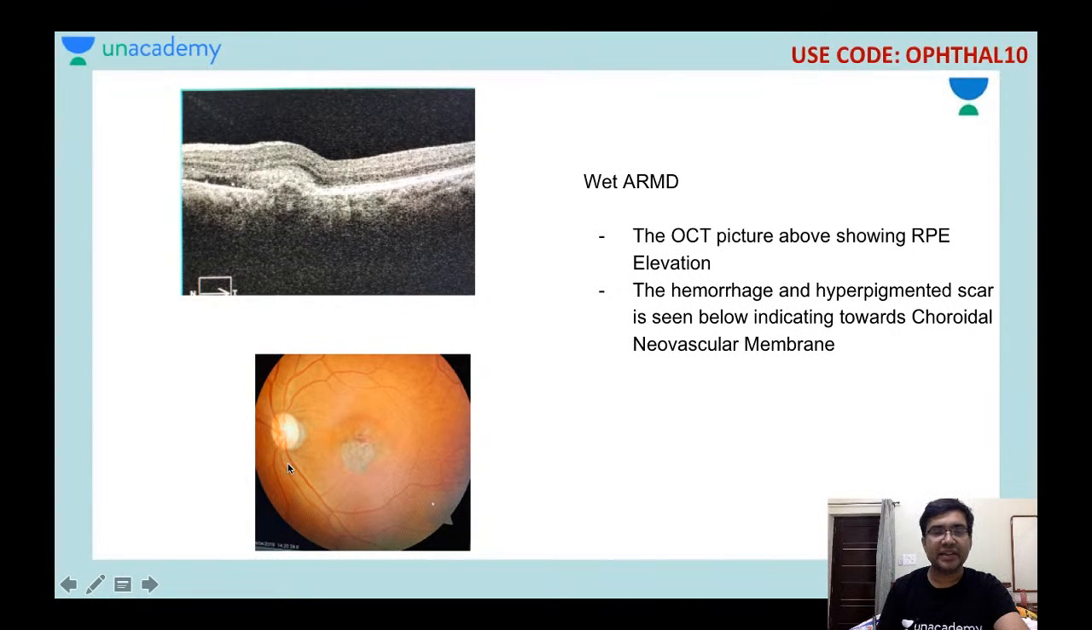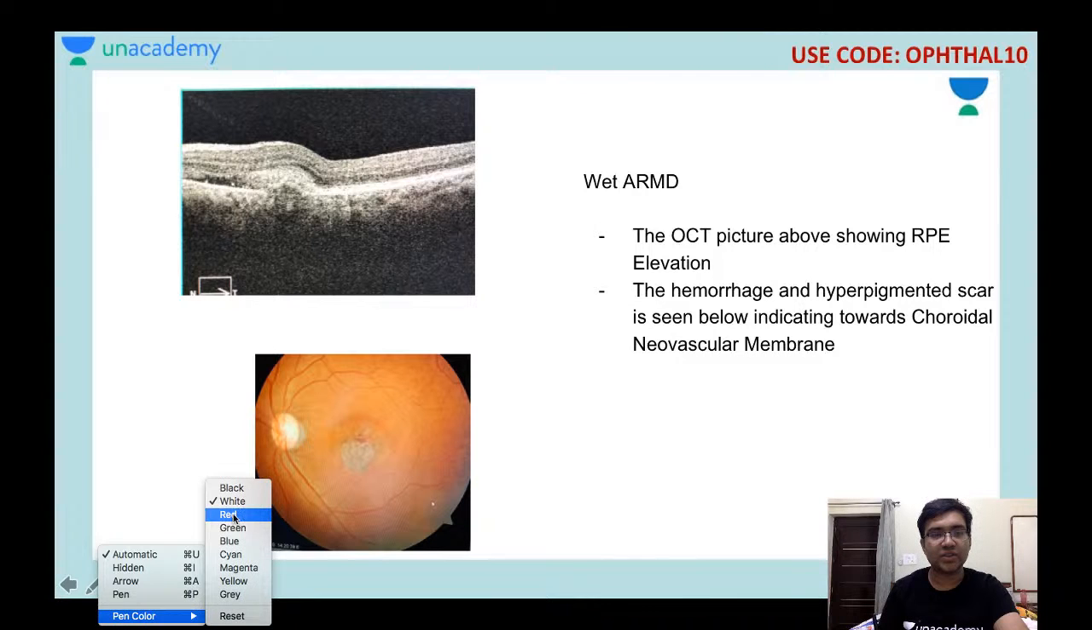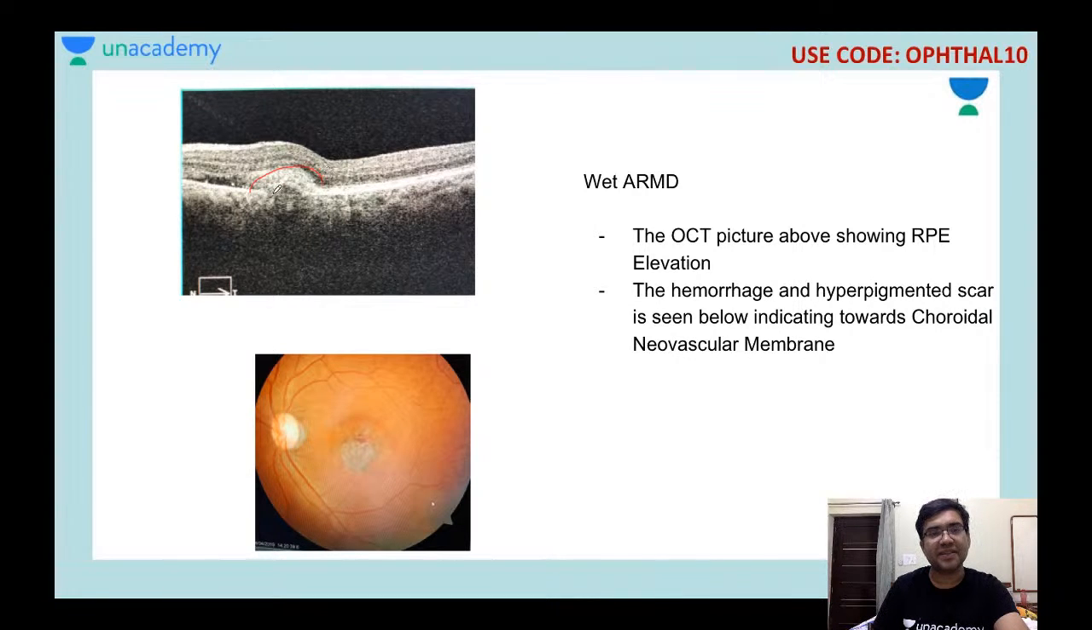Okay, so then there is a picture where you can see the wet ARMD fundus photo as well as the OCT here. You can see the RPE is basically elevating.